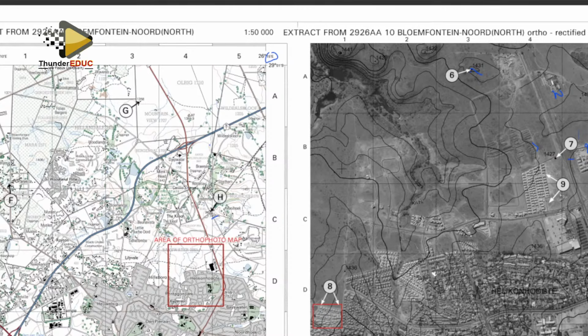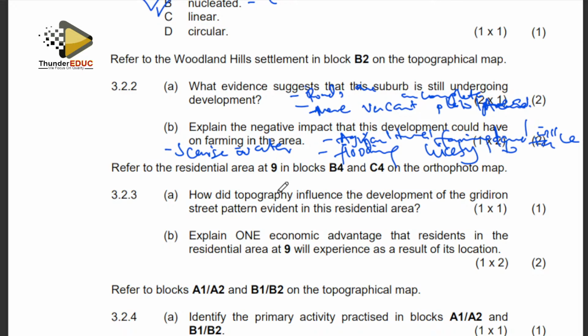Let us go back to the question and we'll read it clearly. Refer to the residential area in B4 and C4 on the orthophoto map. How did the topography, when they say the topography, they are referring to relief. Here, the word topography is referring to relief, or the nature of the land. How did the topography influence the development of the grid street pattern evident in the residential area? We look at this area. Let's go back to the area.